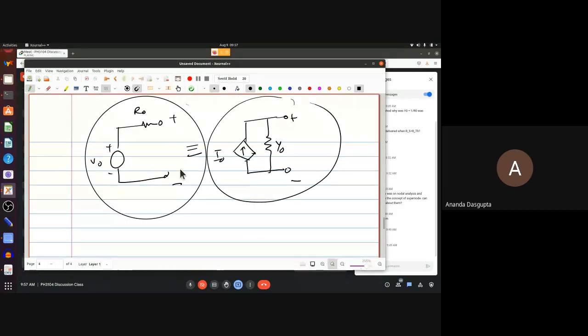The idea is, remember, I don't really care what's going on inside. I want to figure out that whatever happens here stays the same. So here, for example, if I were to put a short across this, how much current would flow? V naught by R naught.